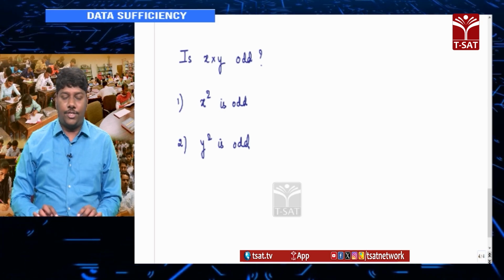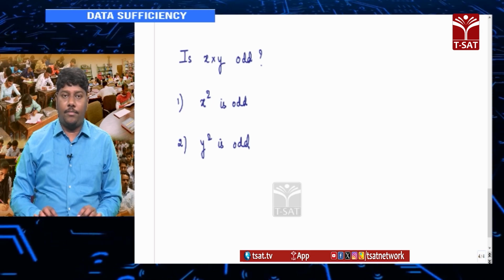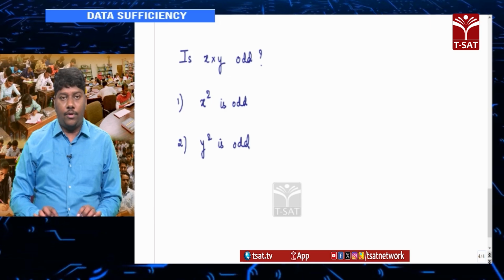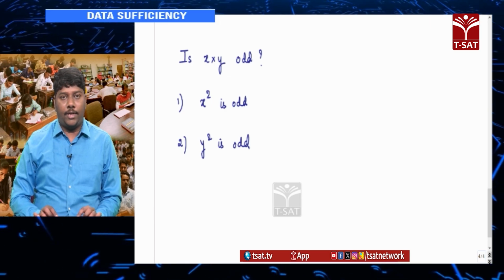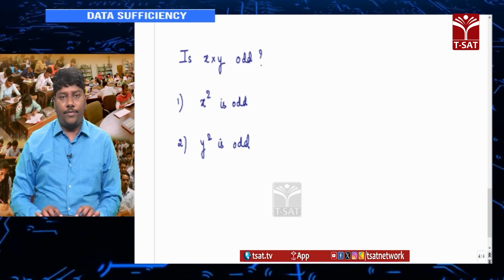Now, look at your second statement. Your second statement is y square is odd. I would say y is odd, but I don't know about x. So, when you are looking at statement 1, you don't need to take the data which is given in statement 2. The same goes with statement 2 also. When you are looking at statement 2, you don't need to know the data which is given in statement 1. Now, both of them are not sufficient.